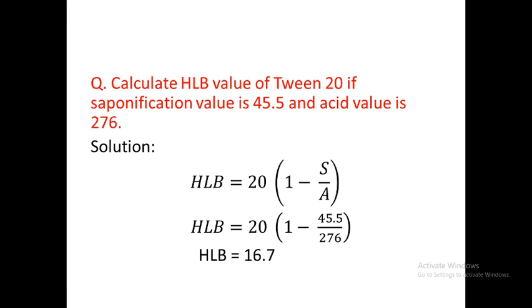Next, see the other example. Calculate the HLB value of Tween 20 if the saponification and acid values are 45.5 and 276 respectively. Again the saponification value and acid value are both given. So just put the values in the equation and solve it. You will get the value 16.7. That is the HLB value of Tween 20. So you can see here the Tween 20 HLB value is 16.7 and the Tween 80 HLB value is 15. If you compare the hydrophilicity of these two surfactants, Tween 20 is more hydrophilic than Tween 80.